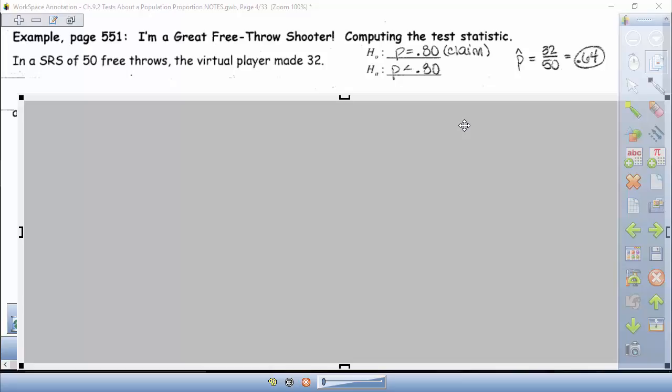50 is your n, but I had a lot of people putting 32 as their n on problems like this. So be careful.